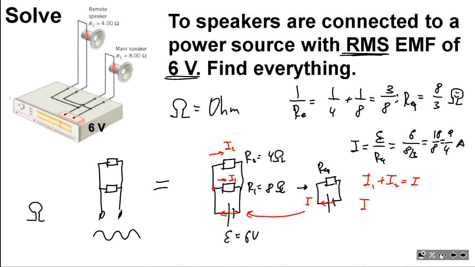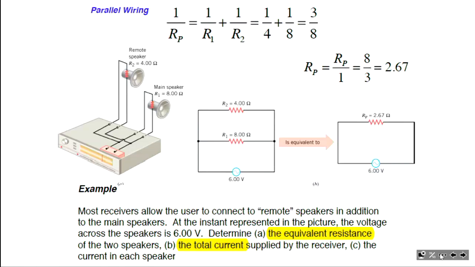How do we calculate I1? Well, we know the resistance, we know the voltage, so it just has to be equal to voltage over R1, 6 over, what is R1? 8. 3/4. And that's it. You can calculate I2 differently. That will give you the results. And of course, if you want, you can calculate the power. Just one more equation to use.